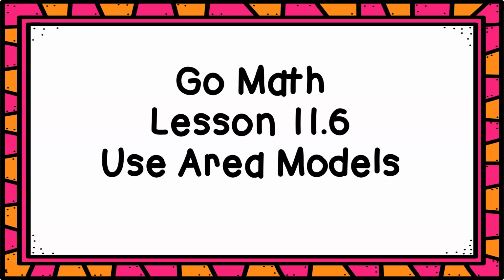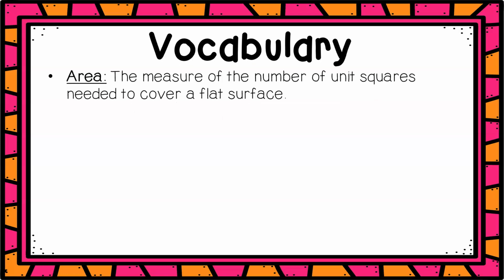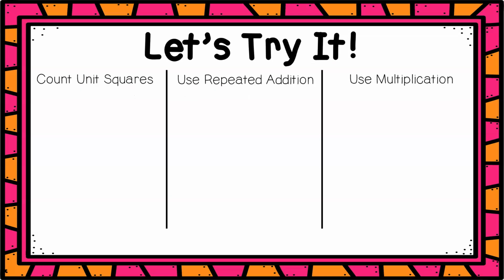Today we are going to continue focusing on area, but we are going to learn some additional ways that we can measure area. Today's objective says students will be able to relate area to addition and multiplication by using area models. There aren't any new vocabulary words for today, but we do need to again review that area is the measure of the number of unit squares needed to cover a flat surface.